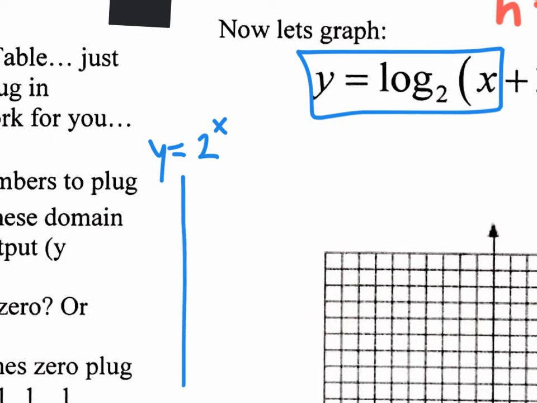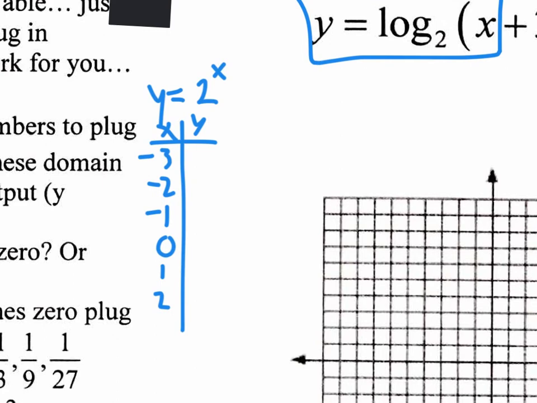Now I'm going to make an xy table for it. Now I'm going to plug in consecutive integer inputs, -3, -2, -1, 0, 1, 2, and 3. And I'm going to work this out. So 2 to the 0 power is 1. So when I plug in 0, I get out 1. And I could use the base to give me the pattern, which is just multiplying by 2. So 1 times 2 is 2, 2 times 2 is 4, and then 8.